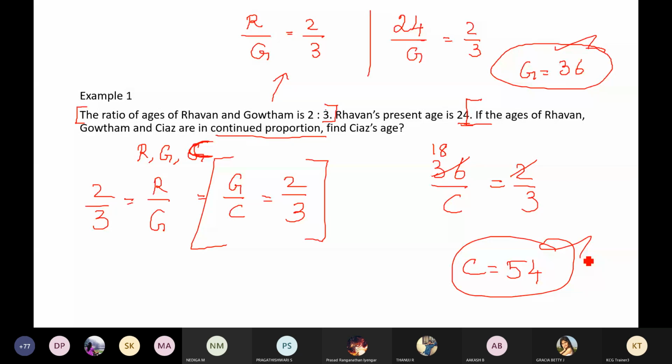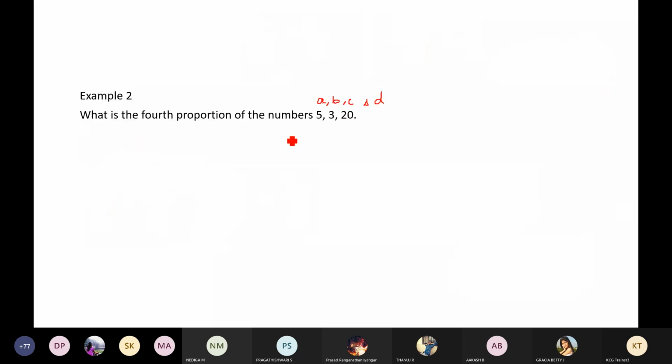Okay. Fine, guys. Here's your next question. So what did I tell you? A, B, C, D are in a proportion, and they want us to find out the fourth proportion, which means, see, A by B is equal to C by D. So 5 by 3 is equal to 20 by X. So 4 times the value of X is equal to 12.